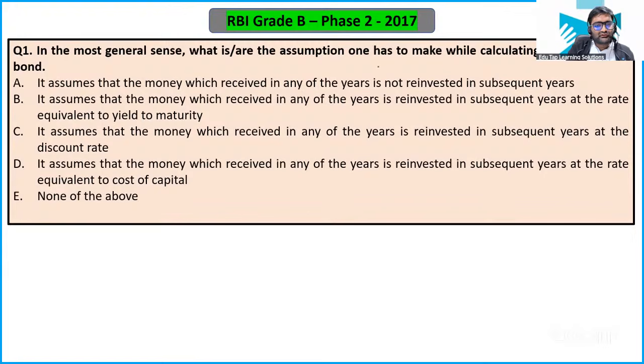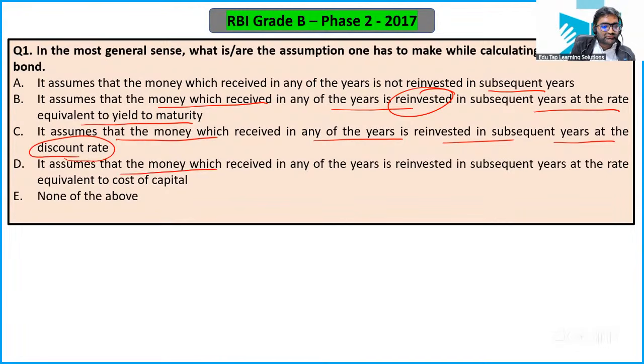What is given over here? In most general sense, what is the assumption one has to make while calculating the YTM of the bond? Option A says it assumes that the money received in any of the years is not reinvested in subsequent years. Option B assumes that the money received in any of the years is reinvested in subsequent years at the rate equivalent to yield to maturity. Option C assumes it is reinvested at the discount rate. Option D assumes it is reinvested at the rate equivalent to the cost of capital. So yield to maturity itself is the rate at which this reinvestment is done, so that is why B is the right answer.